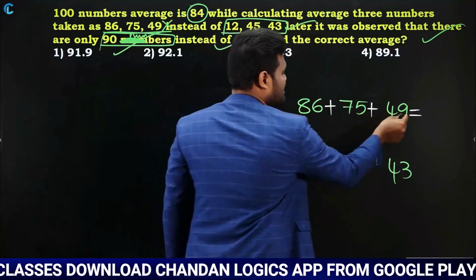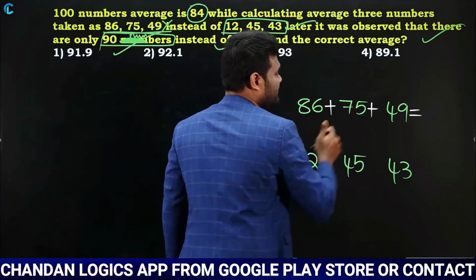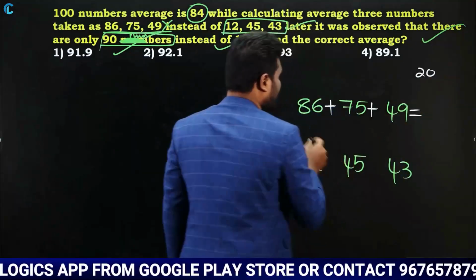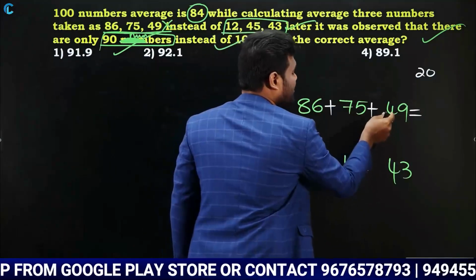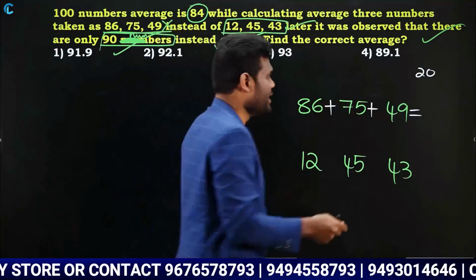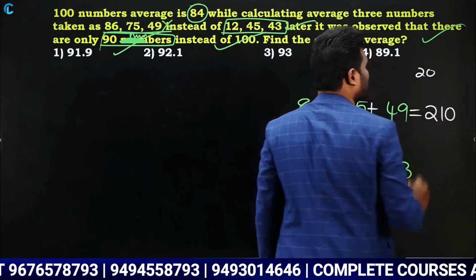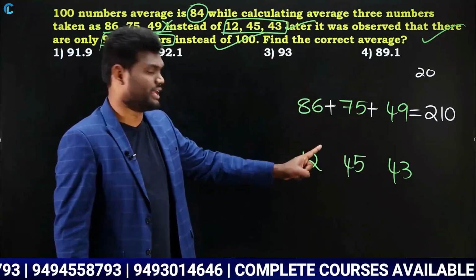When you add these numbers, 9 plus 6 is 15, 15 plus 5 is 20. Similarly, 8 plus 4 is 12, 12 plus 7 is 19, which is 190. 190 plus 20 is 210. So the sum is 210.